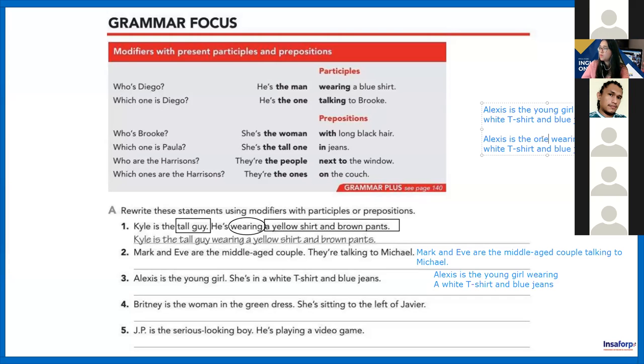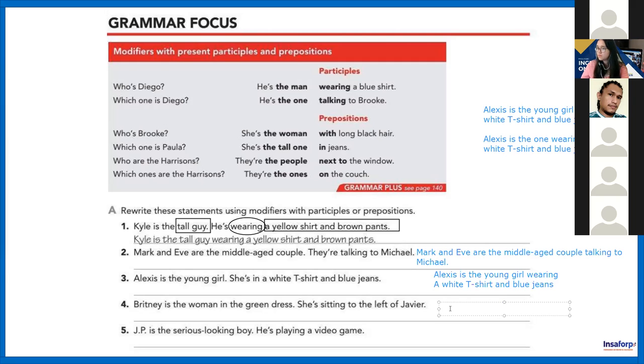Para utilizar el one, ¿verdad? Alexis es el que está usando una camisa blanca y blue jeans. We have different options. Okay, let's do number four. Who wants to try number four? Number four?